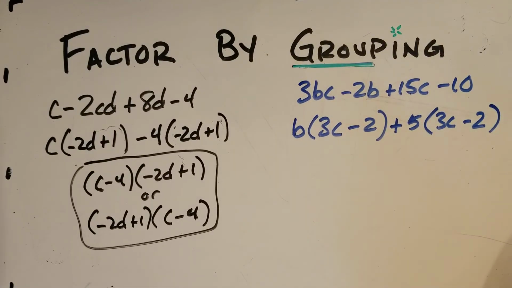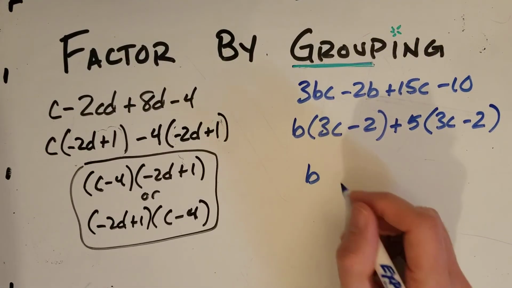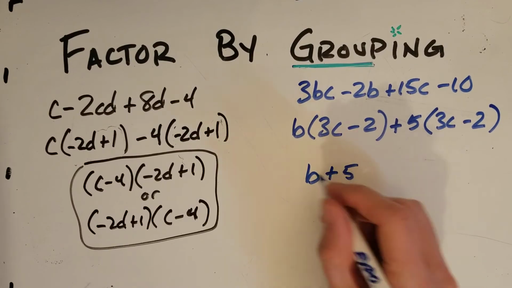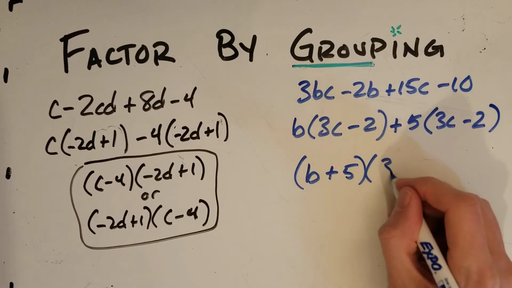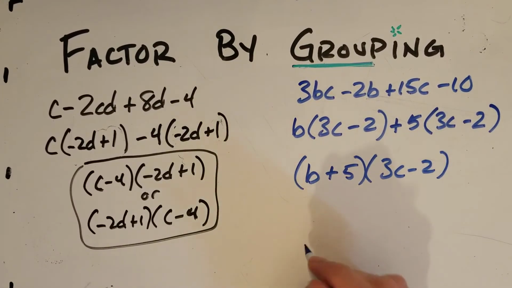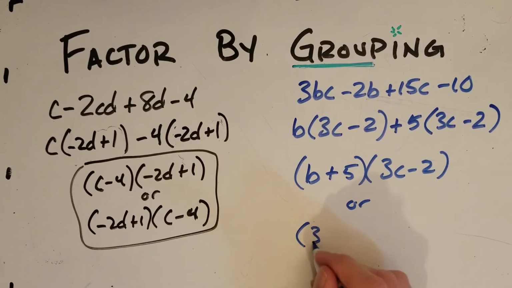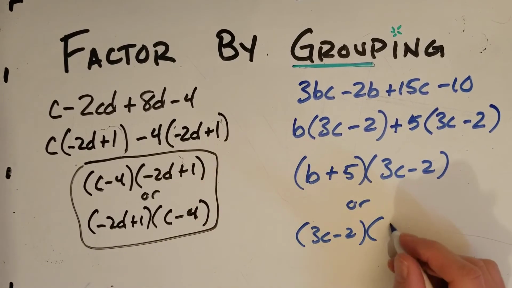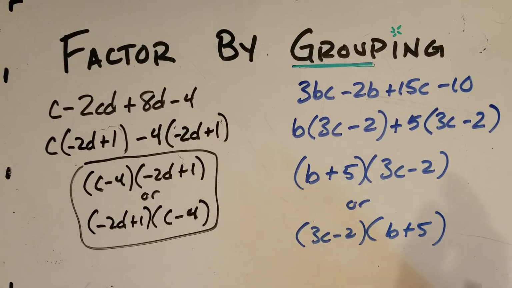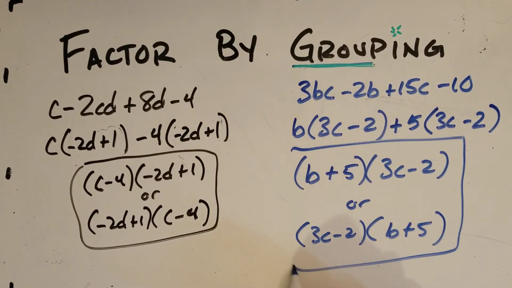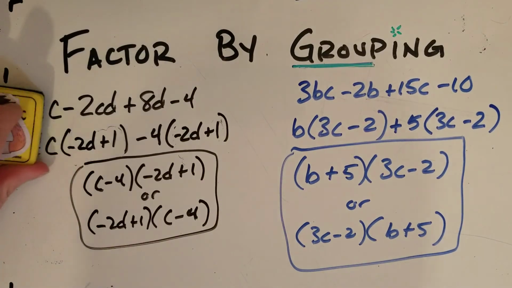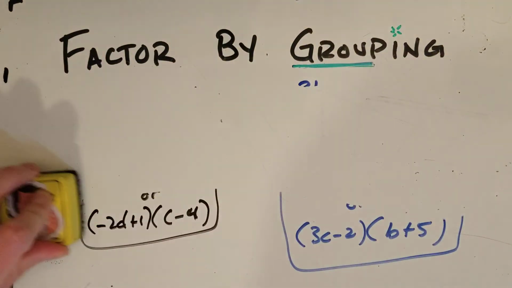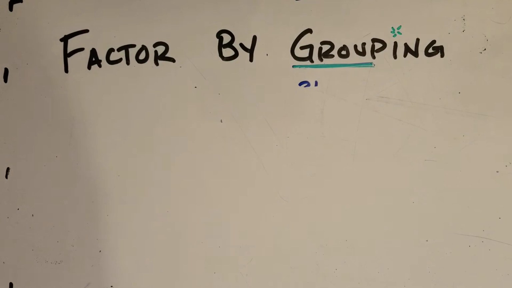And our binomials match up perfectly. So we're going to end up with b plus 5 times 3c minus 2. Or if you wanted to write it as 3c minus 2 times b plus 5, that would be perfectly fine as well. There's your factored form. Alright, we'll do the last 2 and then you'll be on your own for the rest of your practice.